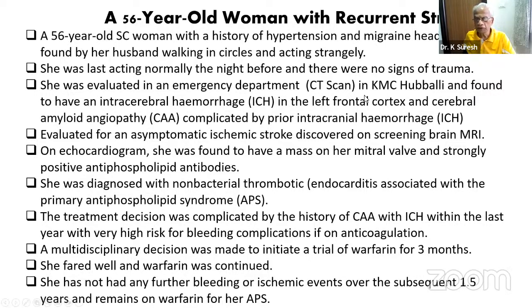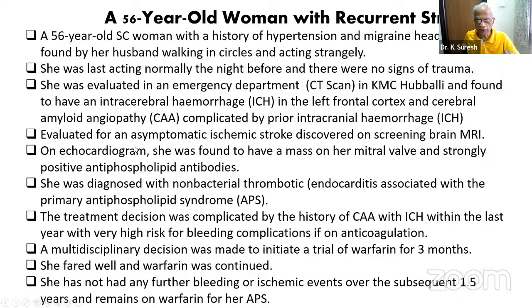When an emergency CT was done in Medical College Hospital, it showed intracerebral hemorrhage in the left frontal cortex, and cerebral amyloid angiopathy complicated the intracranial hemorrhage. An asymptomatic ischemic stroke was discovered by the MRI. Echocardiogram found a mass under the mitral valve, and she was also strongly positive for antiphospholipid antibodies.